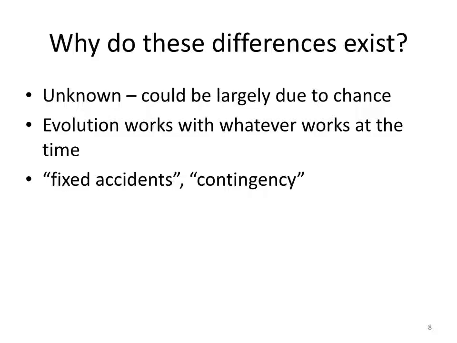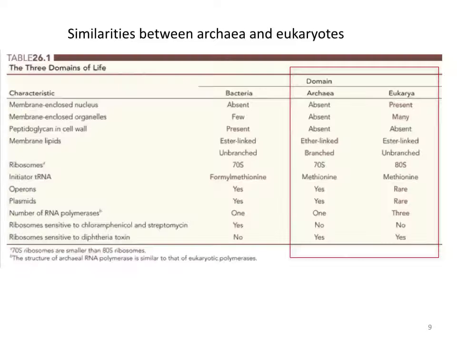So these things are often called fixed accidents. It was what was available at the time. It became the structure or function. And then later events were contingent on that, or not. Or maybe it matters for other traits of the cell, maybe it doesn't. But we haven't really figured out functional explanations for why particularly those traits are present. So back to this table.